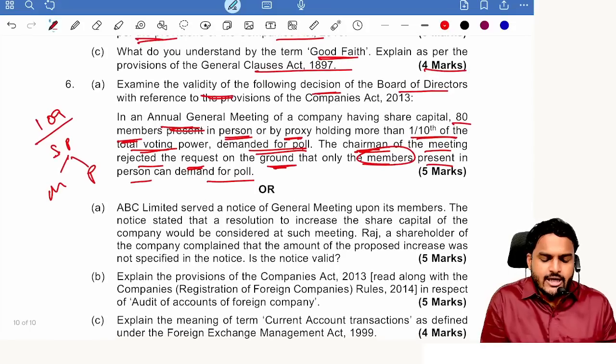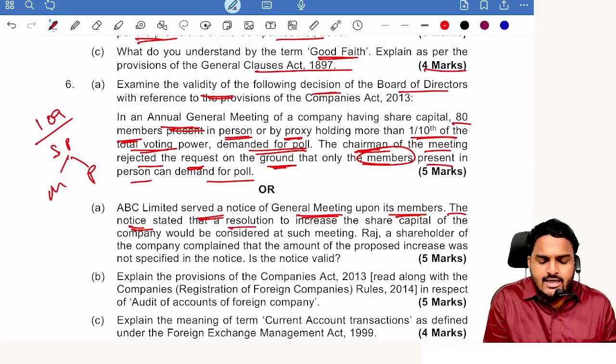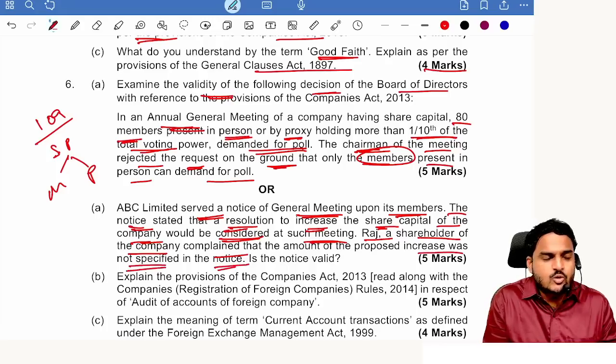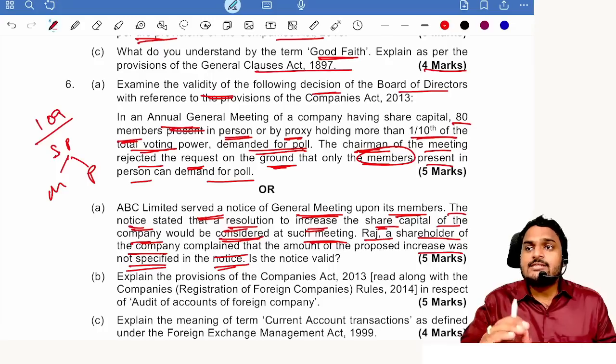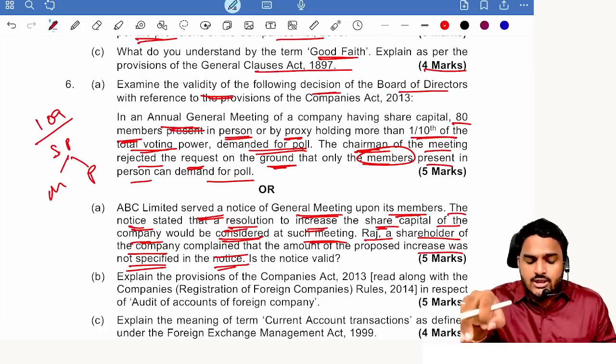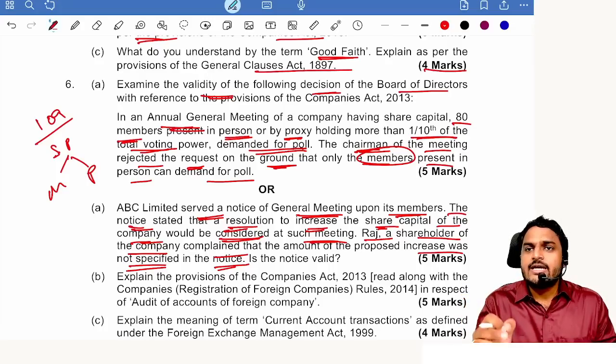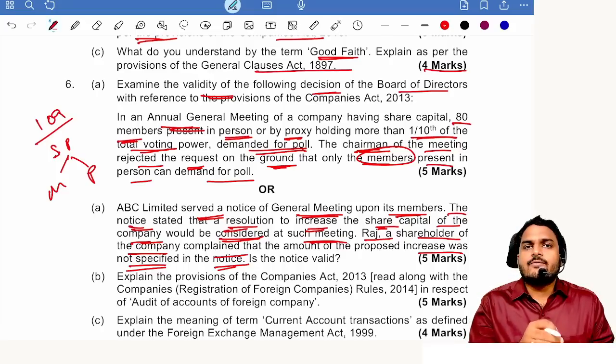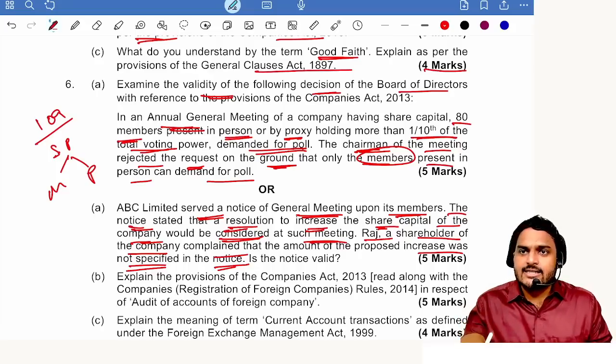Invalid. Okay. ABC Limited served a notice of general meeting upon its members. The notice stated that a resolution to increase the share capital of the company would be considered at such meeting. Raj, a shareholder of the company, complained that the amount of proposed increase was not specified in the notice. Details about a business item were not specified in the notice. That means extra information, justification, was not given. Where do we give justification? Explanatory statement.